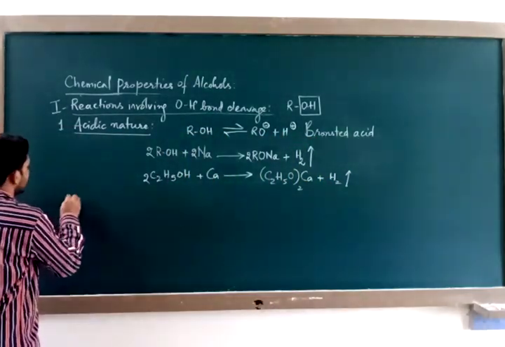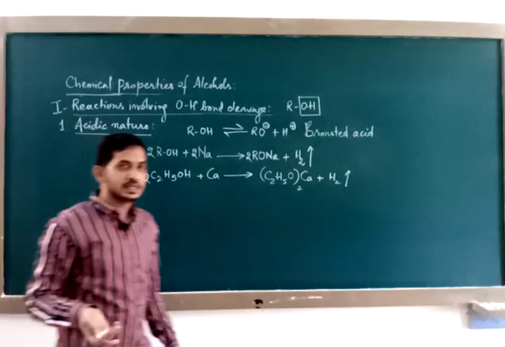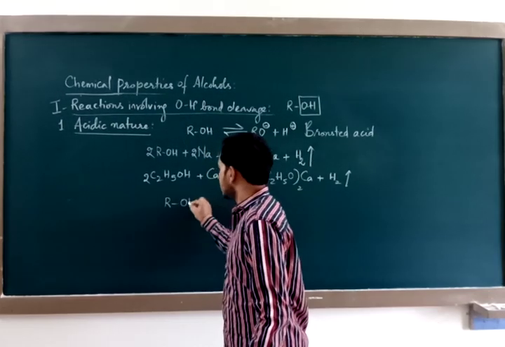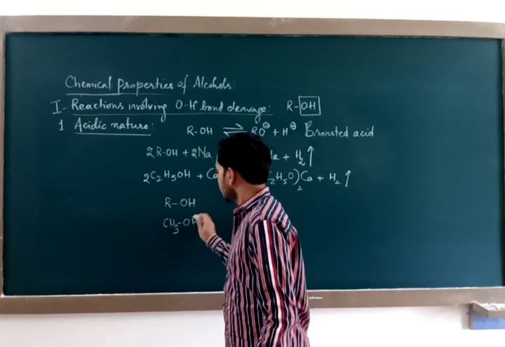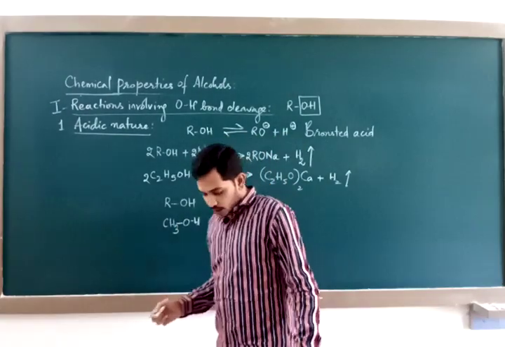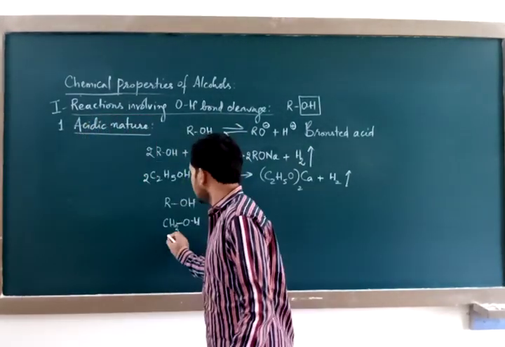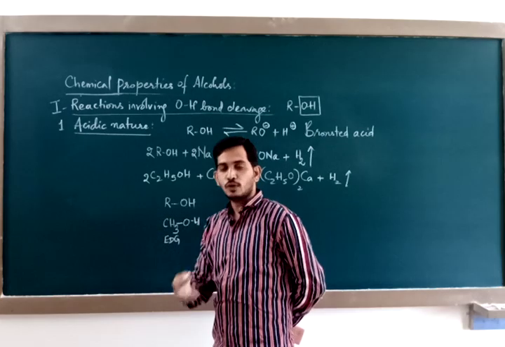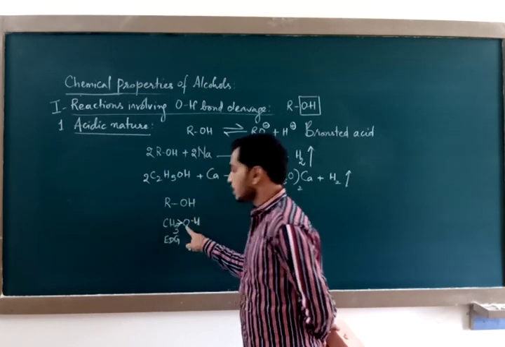Then the second point: under this same acidic nature, to see how acidic strength changes, let us consider the general formula of an alcohol, ROH. If I replace this R by CH3, we know, according to the inductive effect, the methyl group is an electron donating group. All electron donating groups donate their own electrons to the group or atom attached to them. So this methyl group donates electrons to the oxygen.